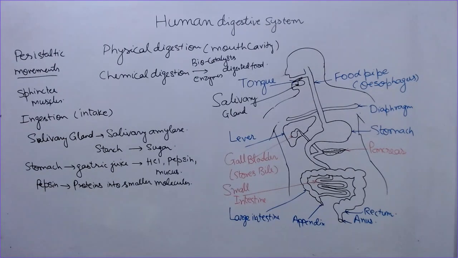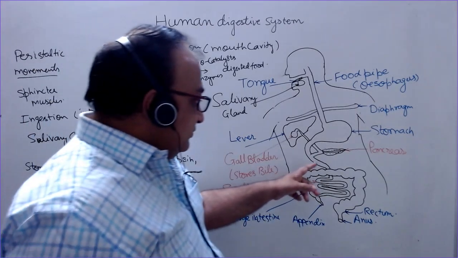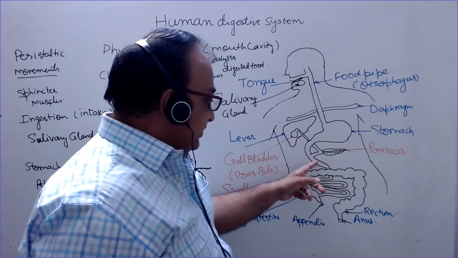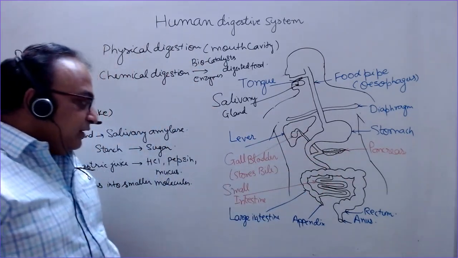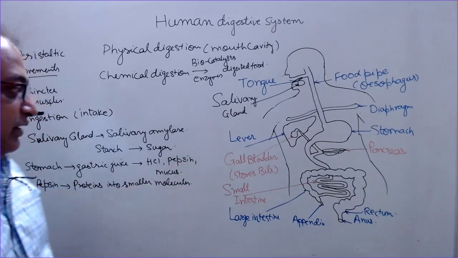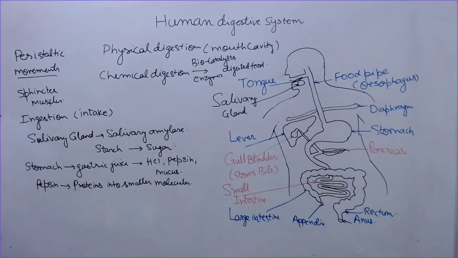Now after this, you can see the food is moving into the small intestine. The small intestine in human beings is the site of complete digestion of food. That includes the carbohydrate, protein and fat, etc. How this happens, let us discuss. The secretions that the small intestine receives are one from the liver, the other from the pancreas.